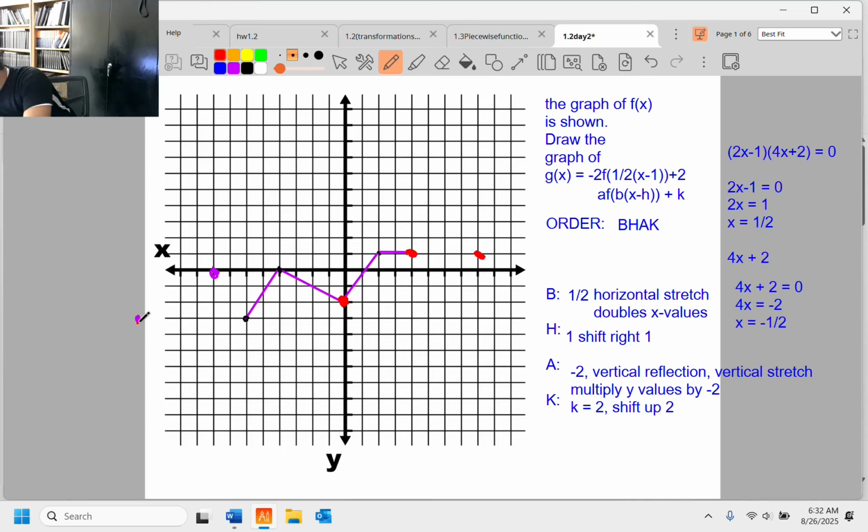So let's connect these dots, and you'll see we have done what's called a horizontal stretch. It's also essentially the same as a vertical compression. You push down on it, made it longer. And again, it's BAHK. So the next thing to do is shift right 1. It's going to put this guy here, here, here, here, and here.